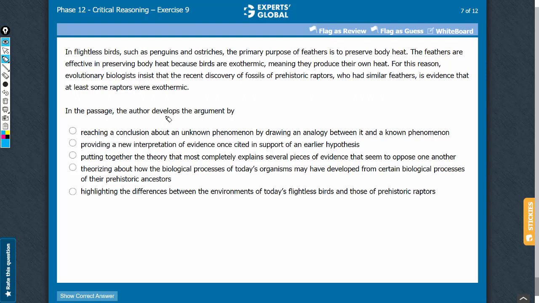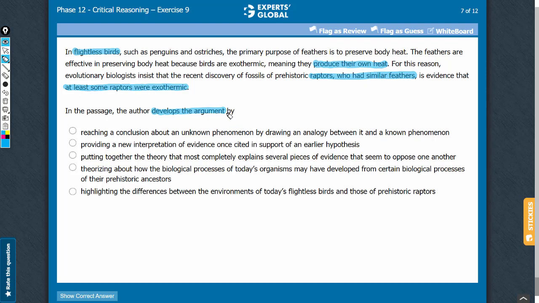This is a method of reasoning question, and we have to suggest how the argument has been developed. The conclusion is that at least some raptors were exothermic. That means at least some raptors produced their own heat. The missing link is between the raptors having feathers similar to the feathers of flightless birds and the conclusion that at least some raptors produce their own heat.